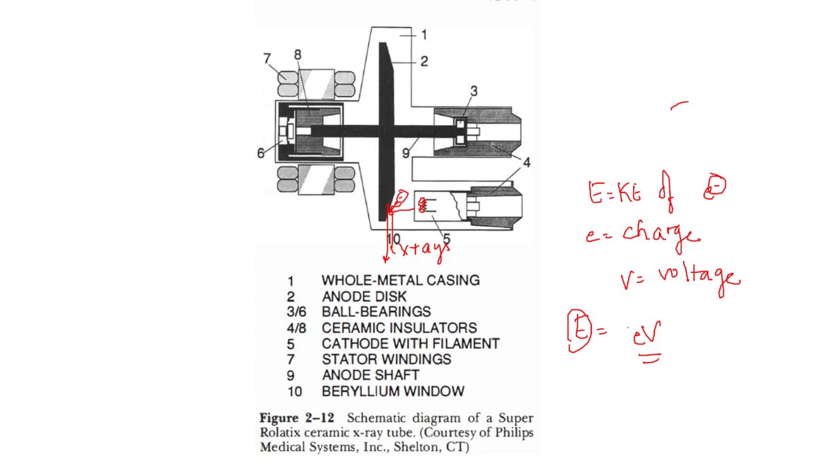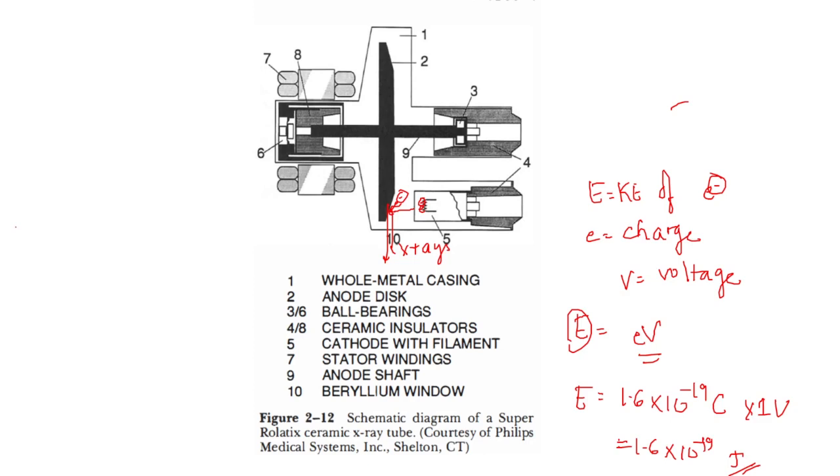Electron volt is the energy a single electron obtains when crossing 1 volt of potential difference. So this energy equals the charge of the electron, 1.6 into 10 to the power of minus 19 coulombs, into 1 volt, that is 1.6 into 10 to the power of minus 19 coulomb into volt, which we get as joule.